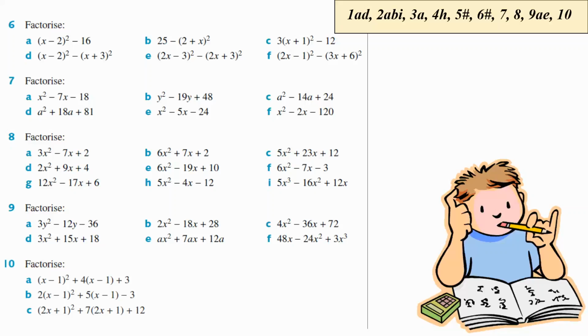Otherwise, in the meantime, you can start off easy. Do the 1AB, 2AB, 3A, and 4H. That should be enough to sort of get an idea what factorizing is. 5, 6, 7, 8, 9, 10 is difference of perfect squares.